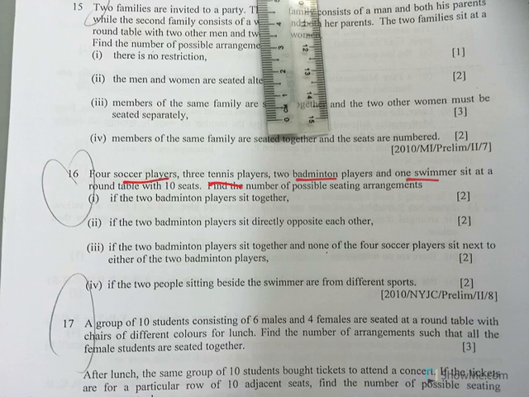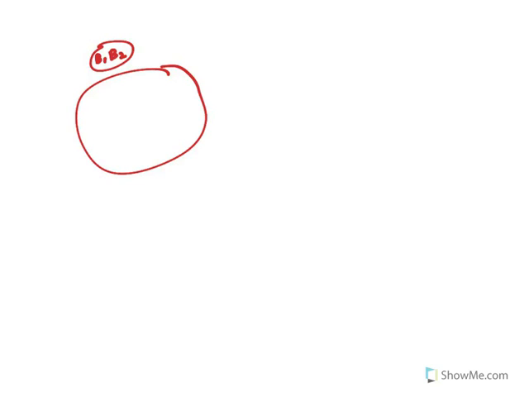We can consider them as one unit. So badminton 1, badminton 2. Around the round table, right, how many people will be left? If I take away these 2, then 1, 2, 3, 4, 5, 6, 7, 8 people left. Total, there are a total of 9 units, because badminton 1 and badminton 2 are considered as 1.